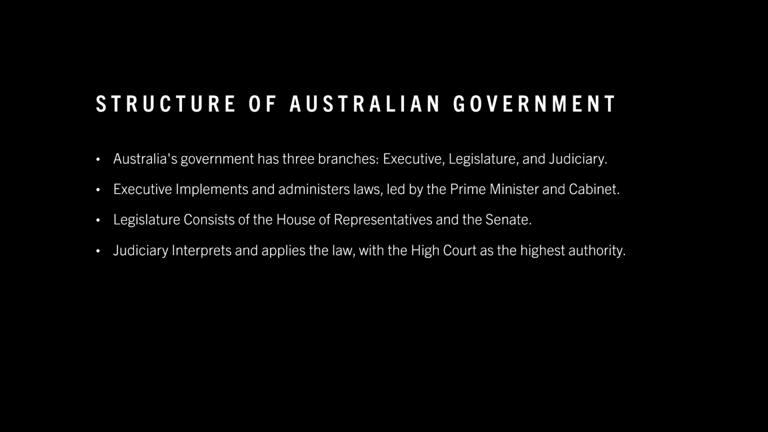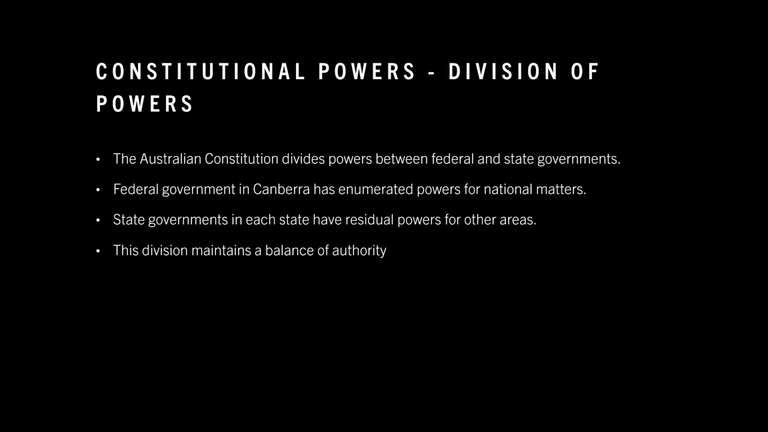The third branch is the judiciary, which interprets and applies the law. The High Court of Australia is the highest court and plays a pivotal role in interpreting the Constitution, ensuring its adherence and resolving legal disputes. The Australian Constitution defines a clear division of powers between the federal government and the state governments. This division is fundamental to our federal system of governance.